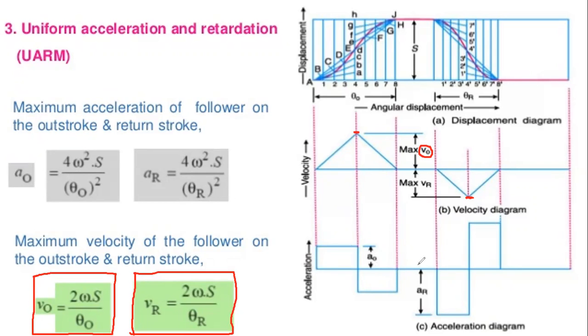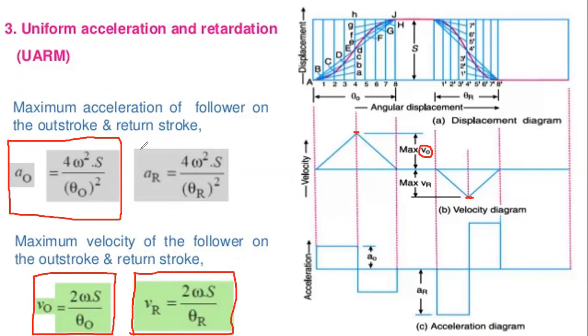So next we need to draw the acceleration diagrams. For the acceleration diagram, we know the formula: acceleration for the outstroke is equal to 4 into omega square into s by theta of O whole square. Here omega is the angular velocity, s is the stroke of the follower, so the height has been taken here, and theta O is the outstroke angle.